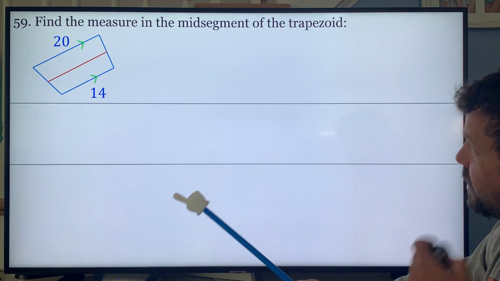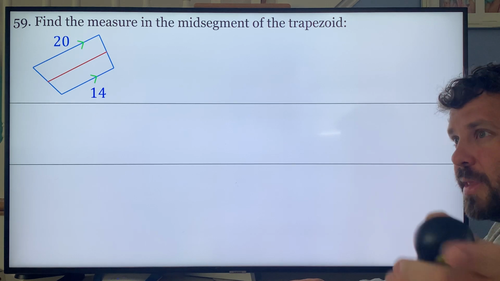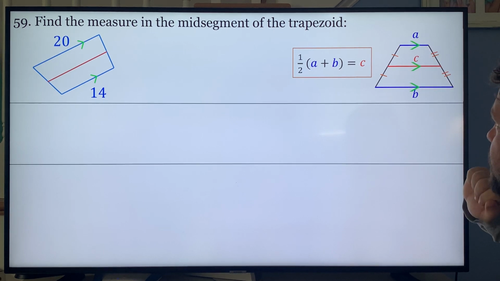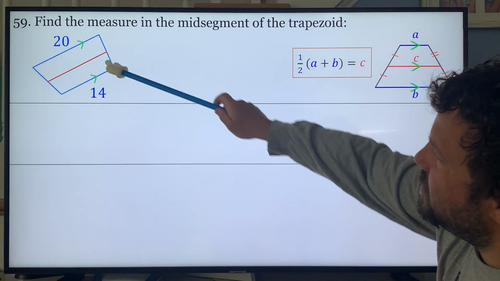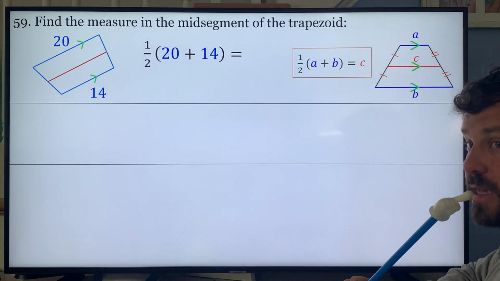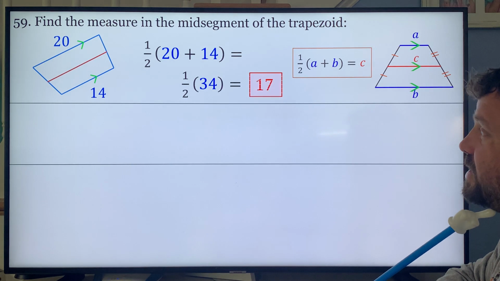Find the measure of the midsegment. Midsegments of trapezoids are, do you guys remember the formula? Half the sum of the bases. So you take the sum of the base plus base, divided by 2, and you get the midsegment. So my two bases here are 20 and 14. 20 plus 14 is 34. Half of 34 is indeed 17.